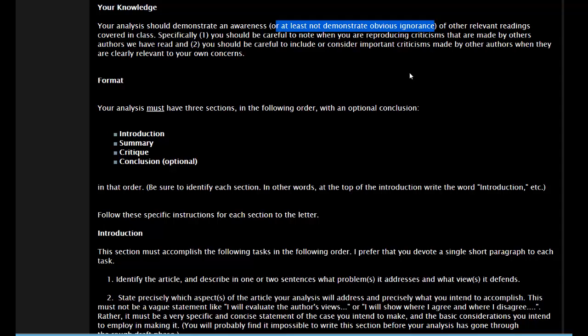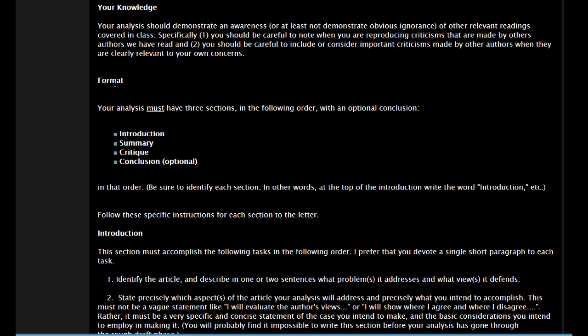In other words, don't reproduce criticisms that are made by authors we've read without acknowledging that that's exactly what you're doing. And be careful to include or consider really important criticisms if they're relevant to your project when these things have been a real focus of class discussion.